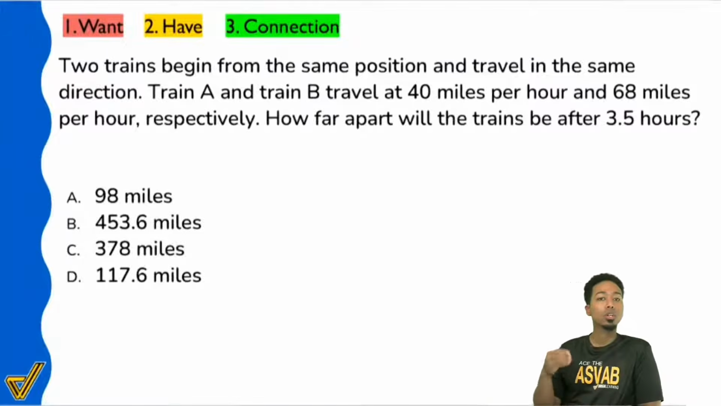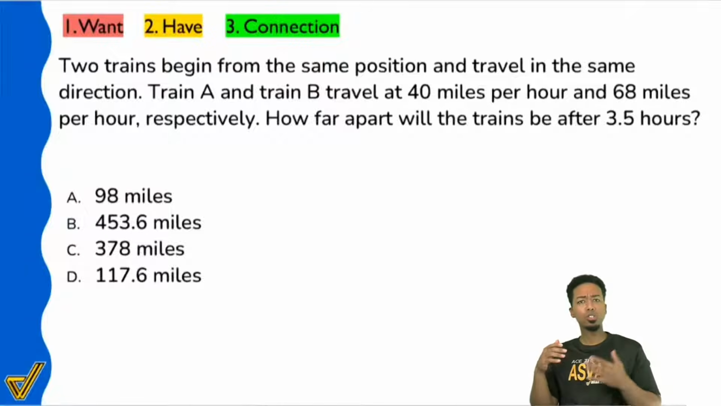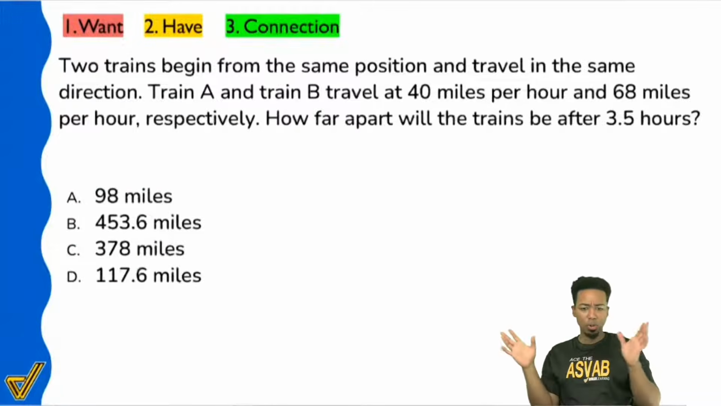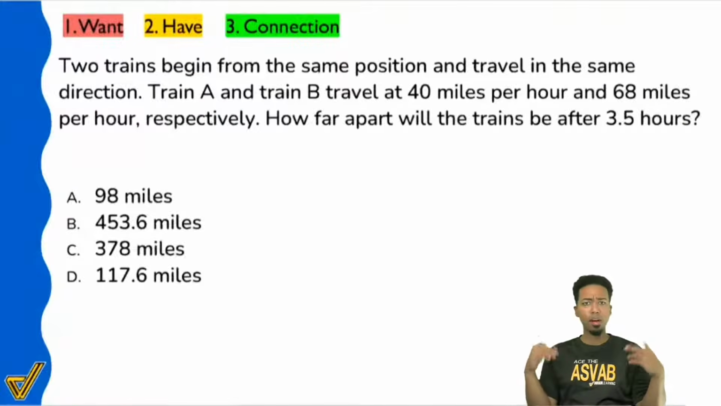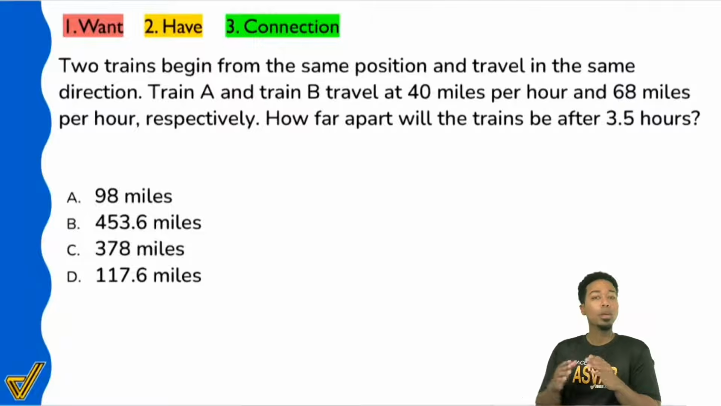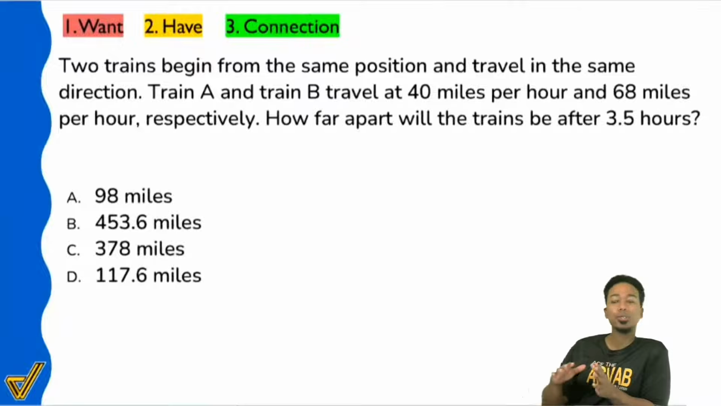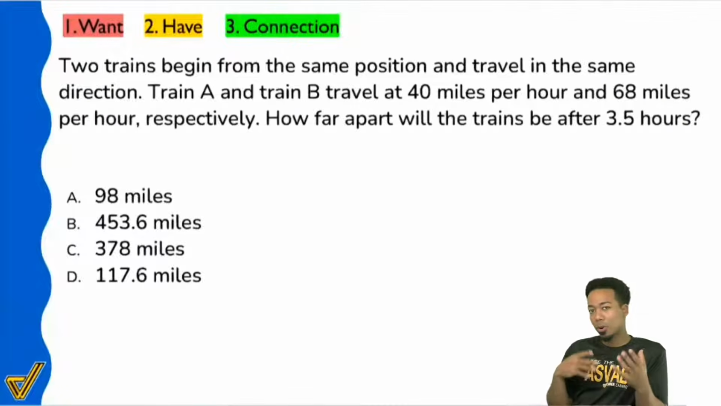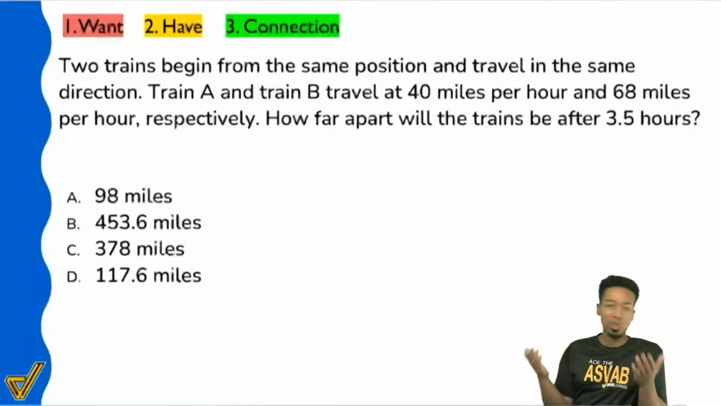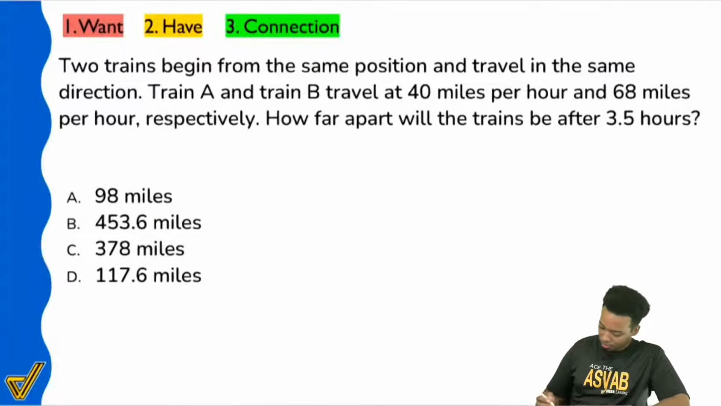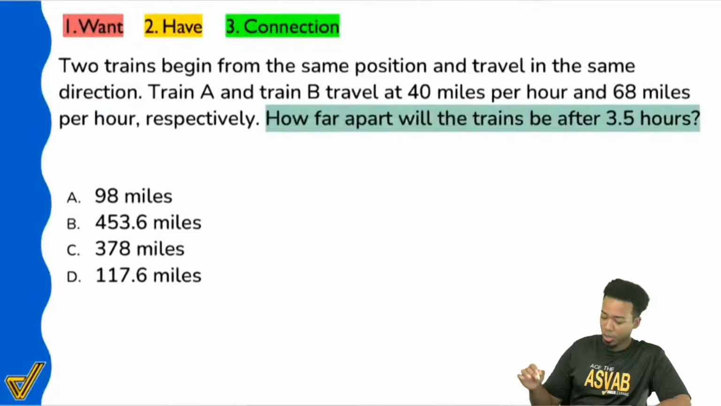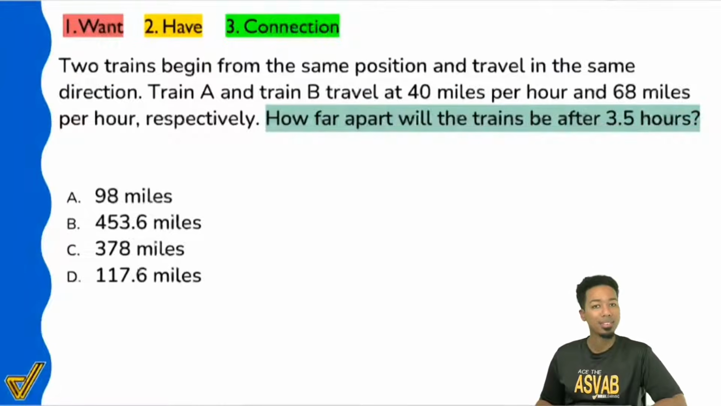We want to know what the goal of the question is before we start doing mental gymnastics, wondering, what are these two trains doing? Same direction, same position. What does that mean? Are they both going up, both going down, side to side? I don't know. Loop-de-loop, pull them tight. I don't know. We need to make sure we understand the purpose of this all before we start trying to guess or assume what's actually going on. So, read the question here, right over here. How far apart will the trains be after 3.5 hours?